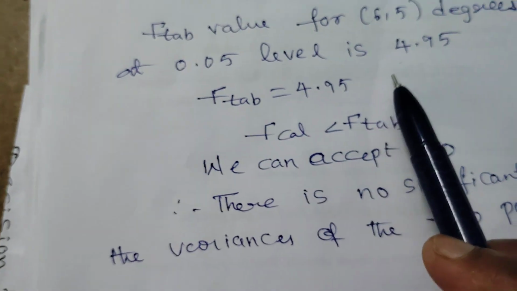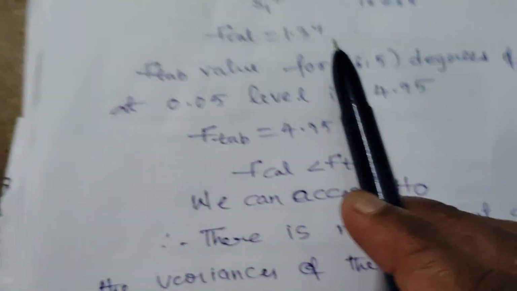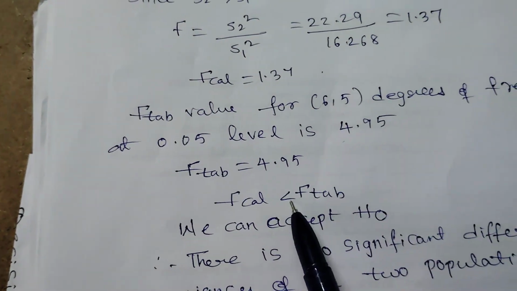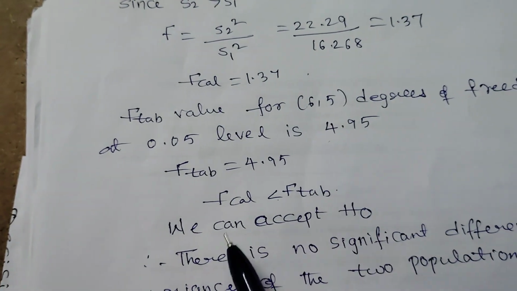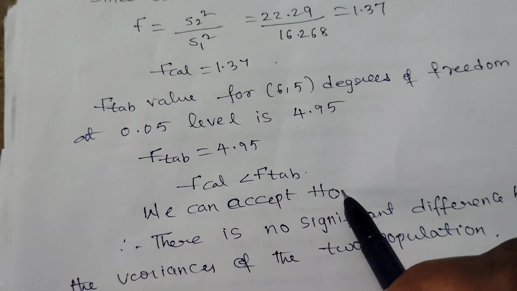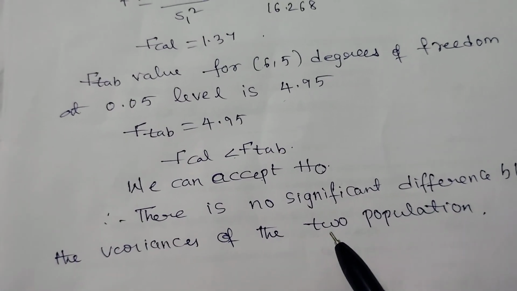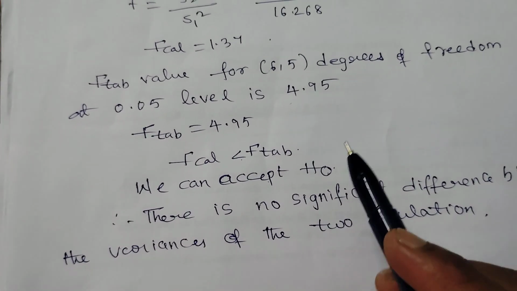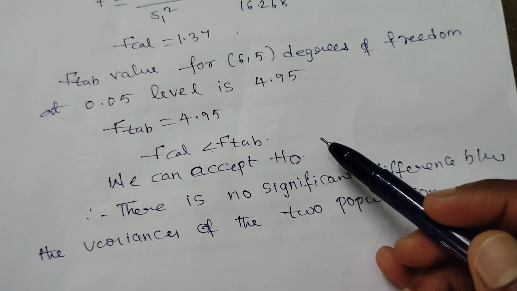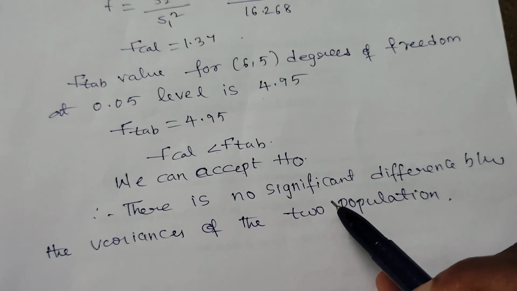So we can get the table value. The F table value is 4.95. The calculated value is 1.37. So F calculated is less than F table value, that means we can accept H naught. If you get less than, we can accept H naught, that means there is no significant difference between the variances of the two populations.